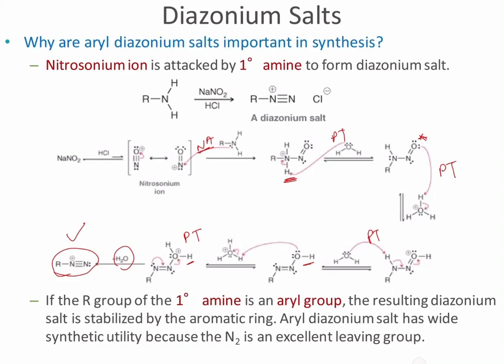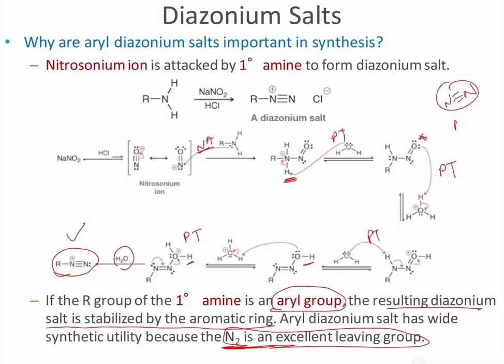Now, when you use a primary amine, primary amines that are not connected to an aromatic compound are not stable and are not of wide use. But if we do have an aryl group, an amine which is connected to an aromatic compound, then the resulting diazonium salt is stabilized by resonance, and therefore we can use it to do a variety of reactions, because the diazo group which is attached is an excellent leaving group, because it can be kicked out as nitrogen gas, N2.